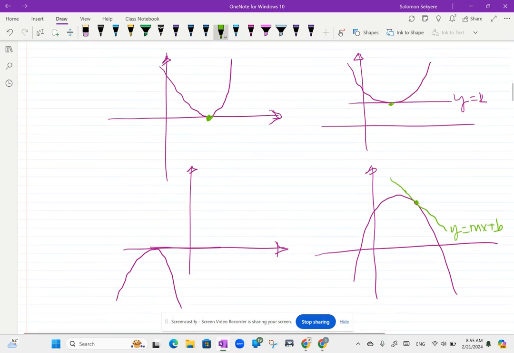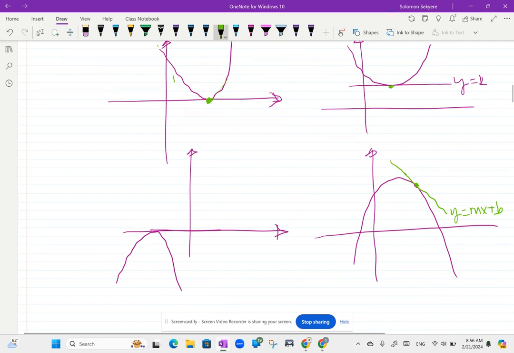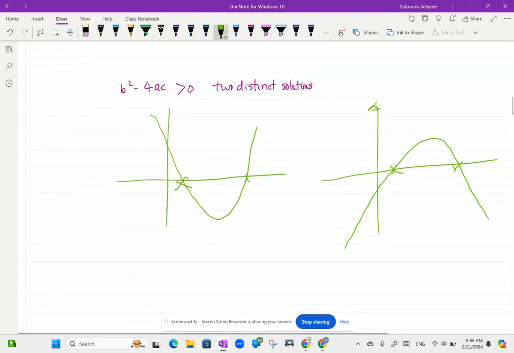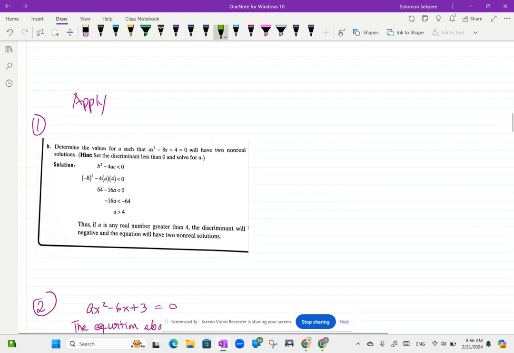This is when the quadratic function itself is touching the x-axis. But if you have a system of equations of linear and quadratic, that means they just meet at one point only. And then the third case is what you're familiar with. When the discriminant is greater than zero, you have two distinct solutions. Okay, so I've given you that.